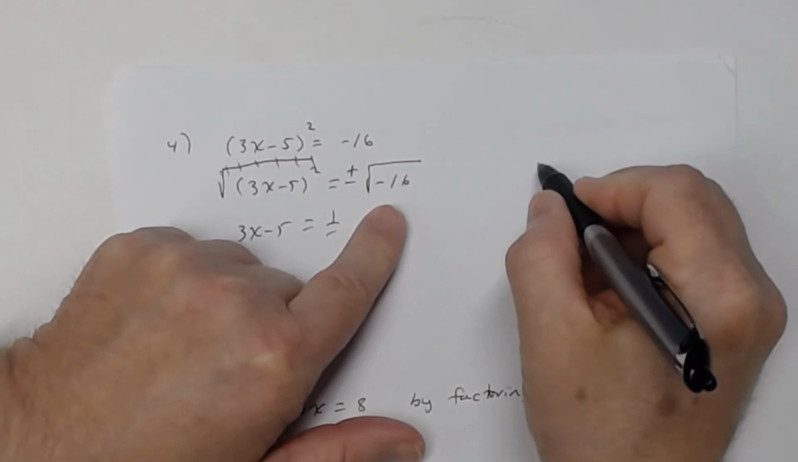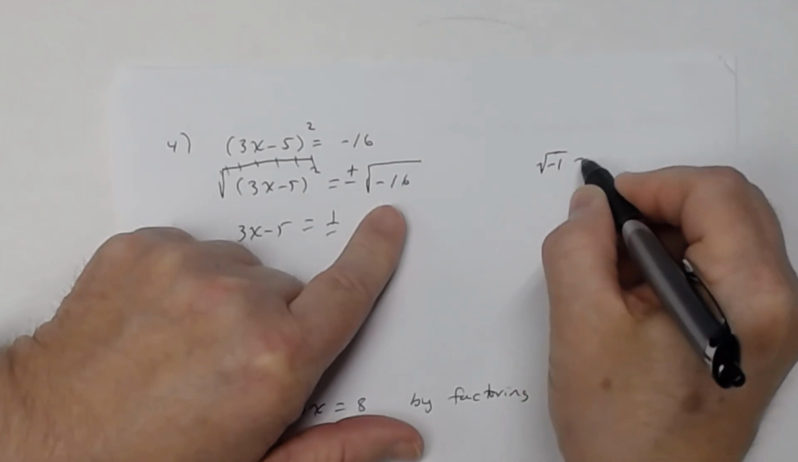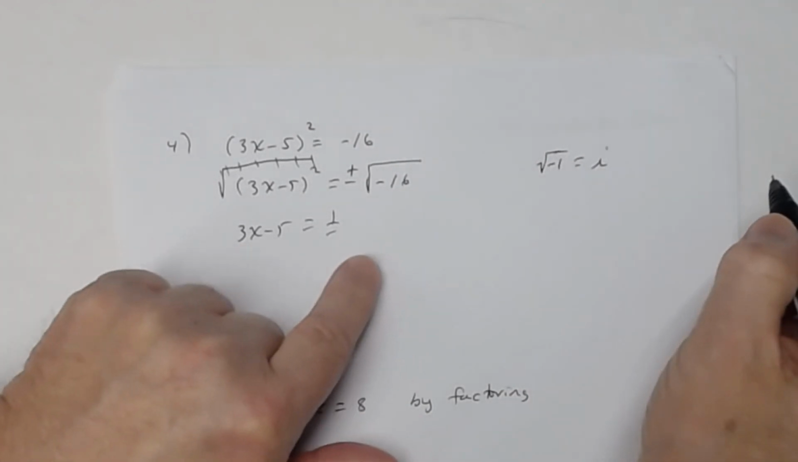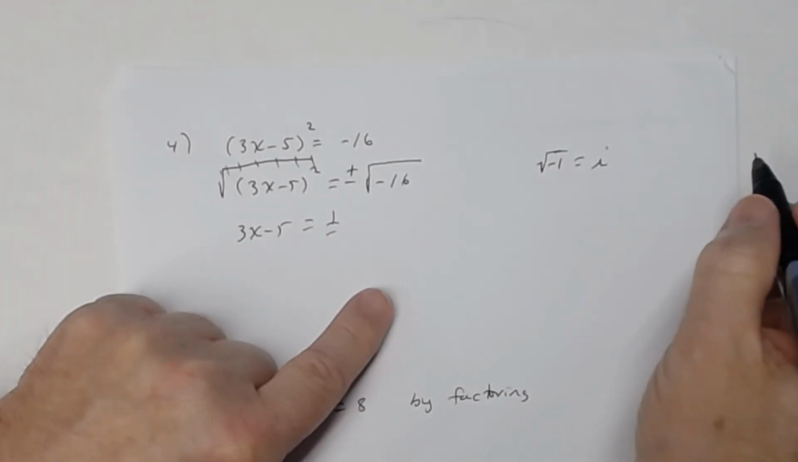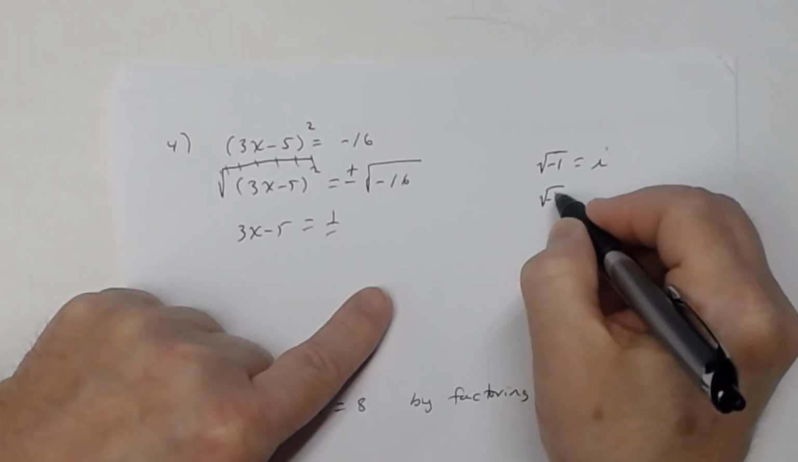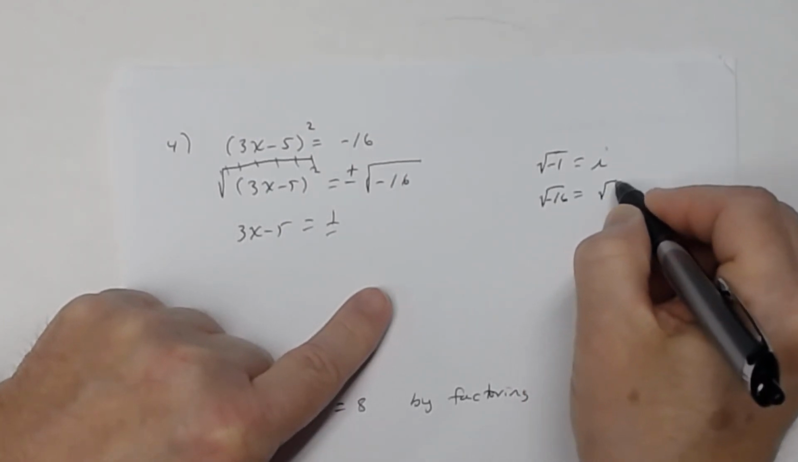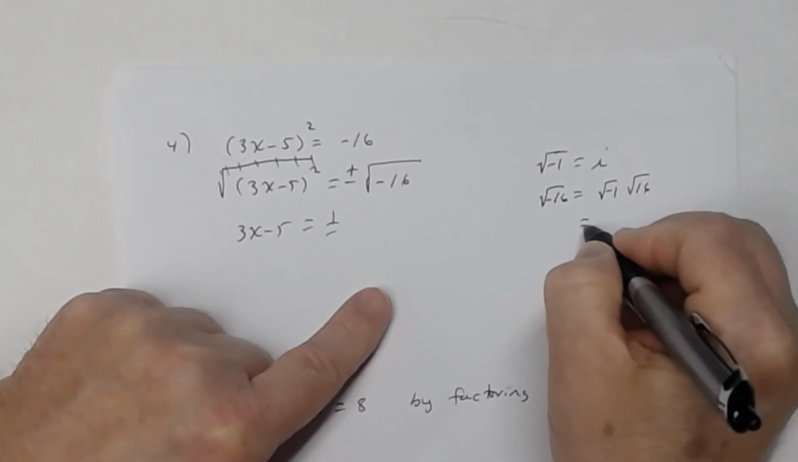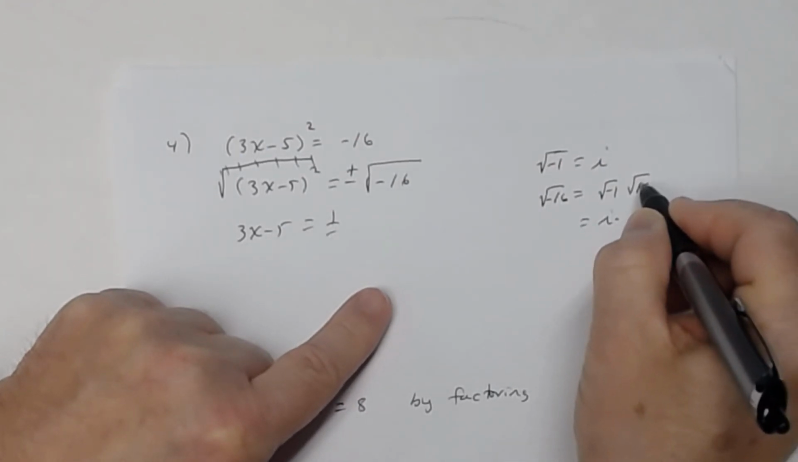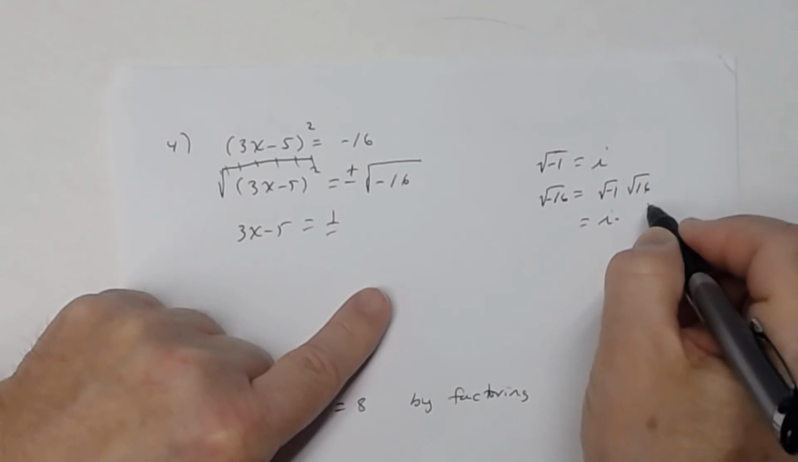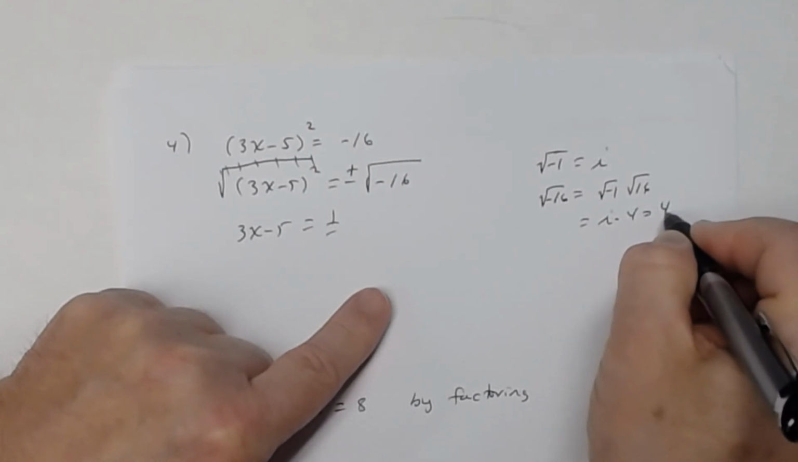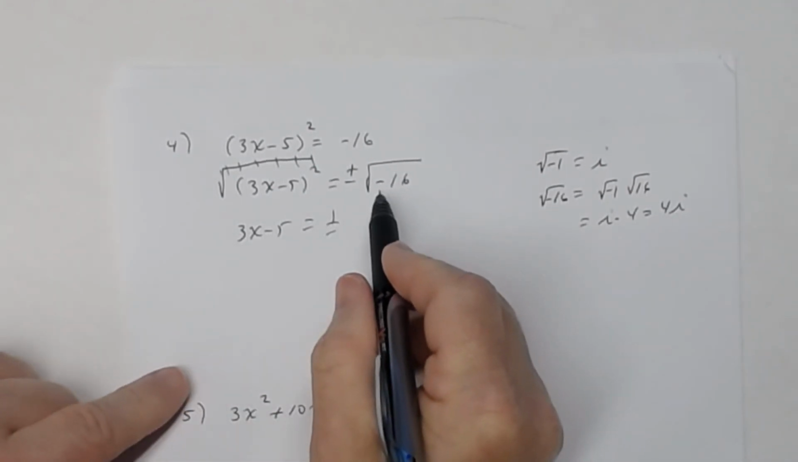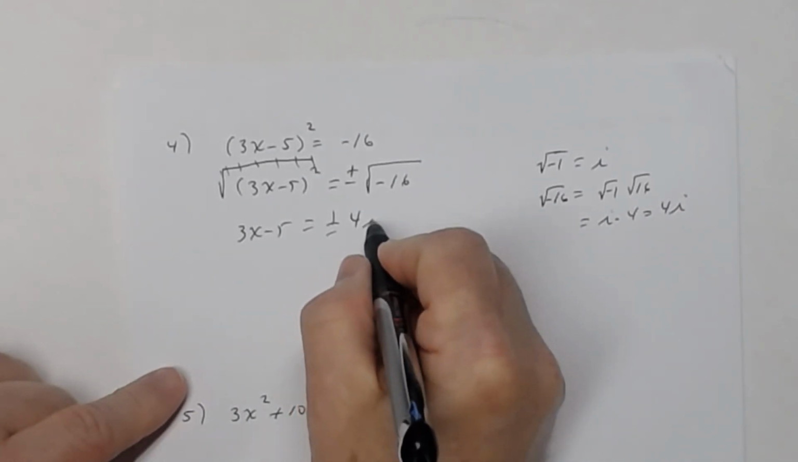So remember, the square root of a negative 1 is defined to be i. So you can have imaginary solutions here. And so therefore the square root of a negative 16 would be the square root of a negative 1 times the square root of 16. Well, the square root of a negative 1 is i. The square root of 16, 16 is a perfect square. The square root of 16 is 4, so this becomes 4i. And so this right here then would become plus or minus 4i.